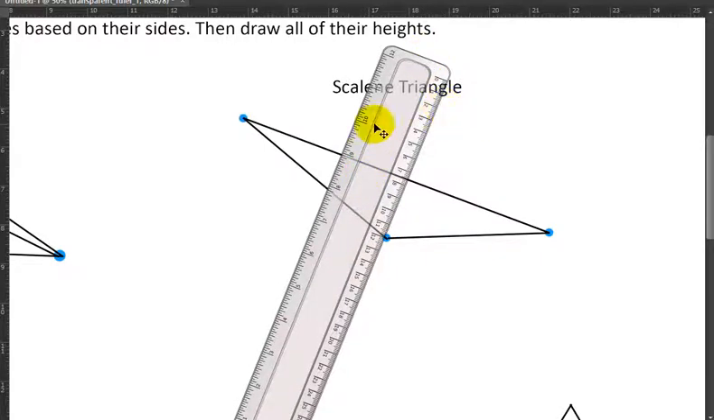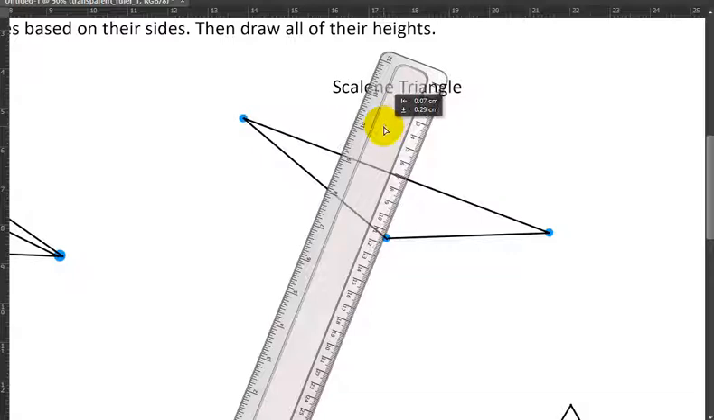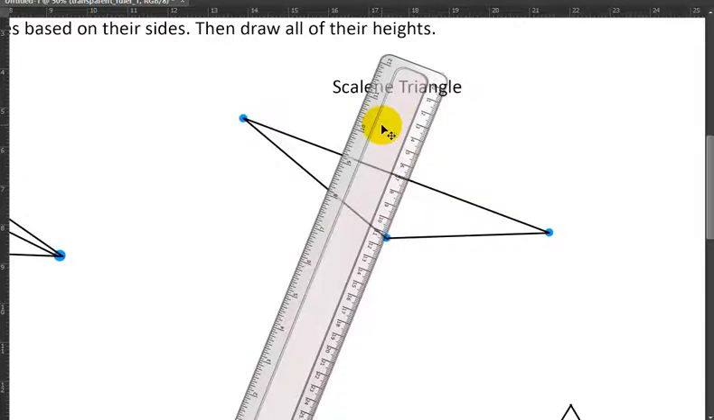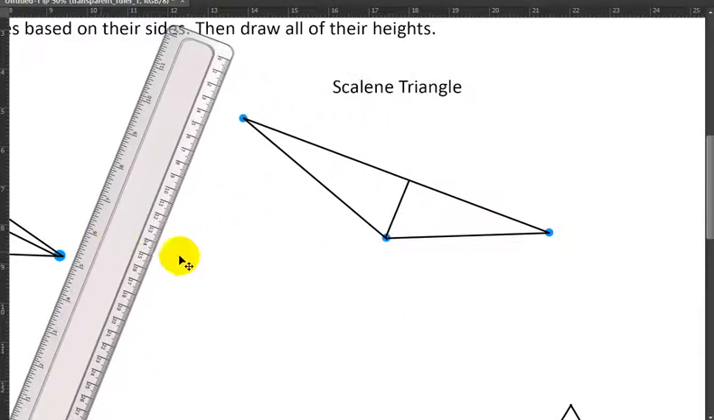So first of all, let's make the ruler perpendicular to the side, and there we go, it already is. Perfect. And then we just draw a line from the point to the side, and there it is. The distance between these two, again, is called one of the heights of the triangle. Okay, this is one of the heights of the triangle.